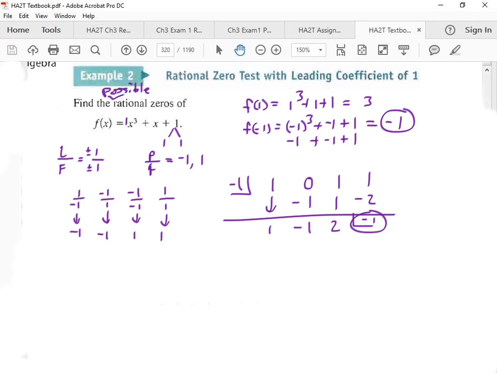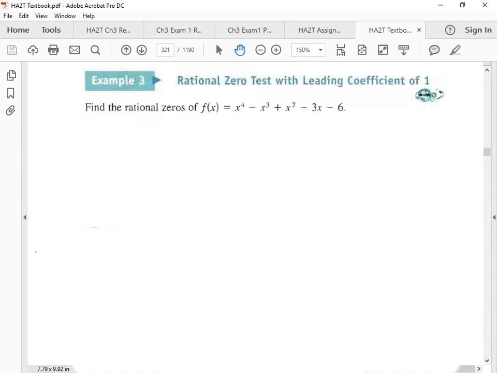So I don't know how to factor this right now. Maybe we'll have imaginary zeros with imaginary numbers. Let's do another one that actually has rational zeros. Let's find our possible rational zeros for this one.